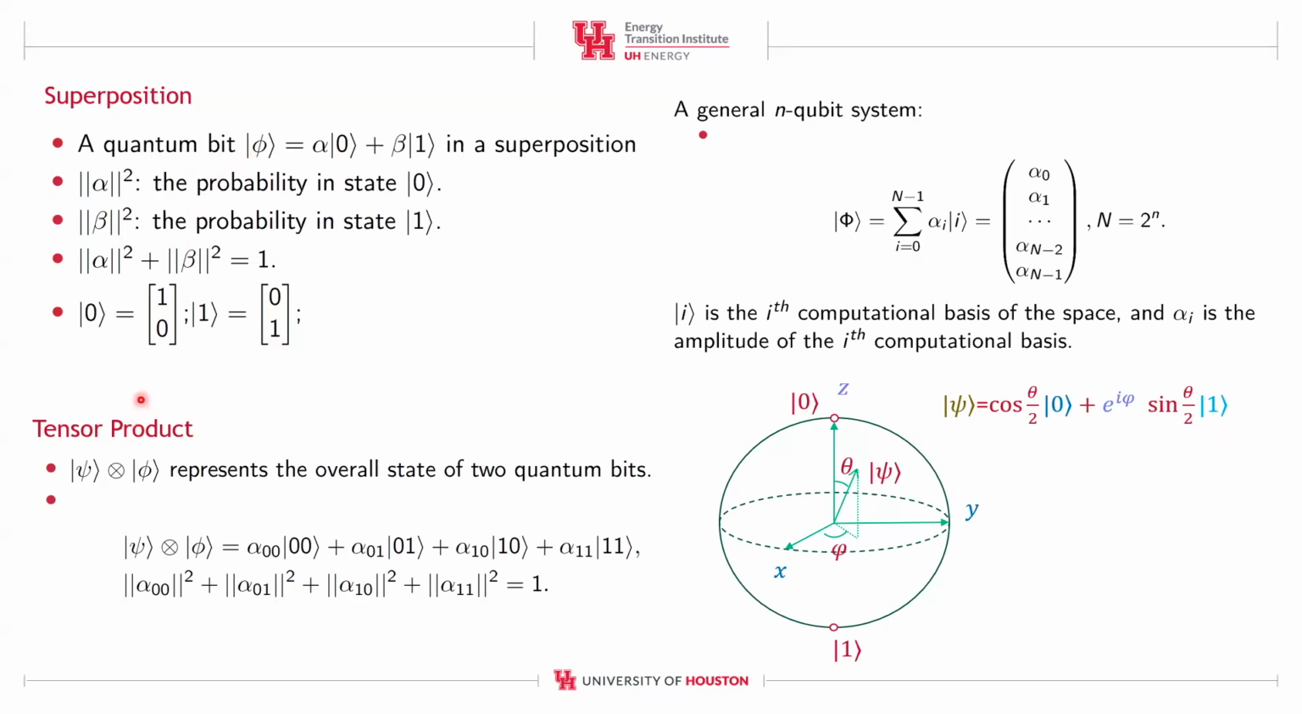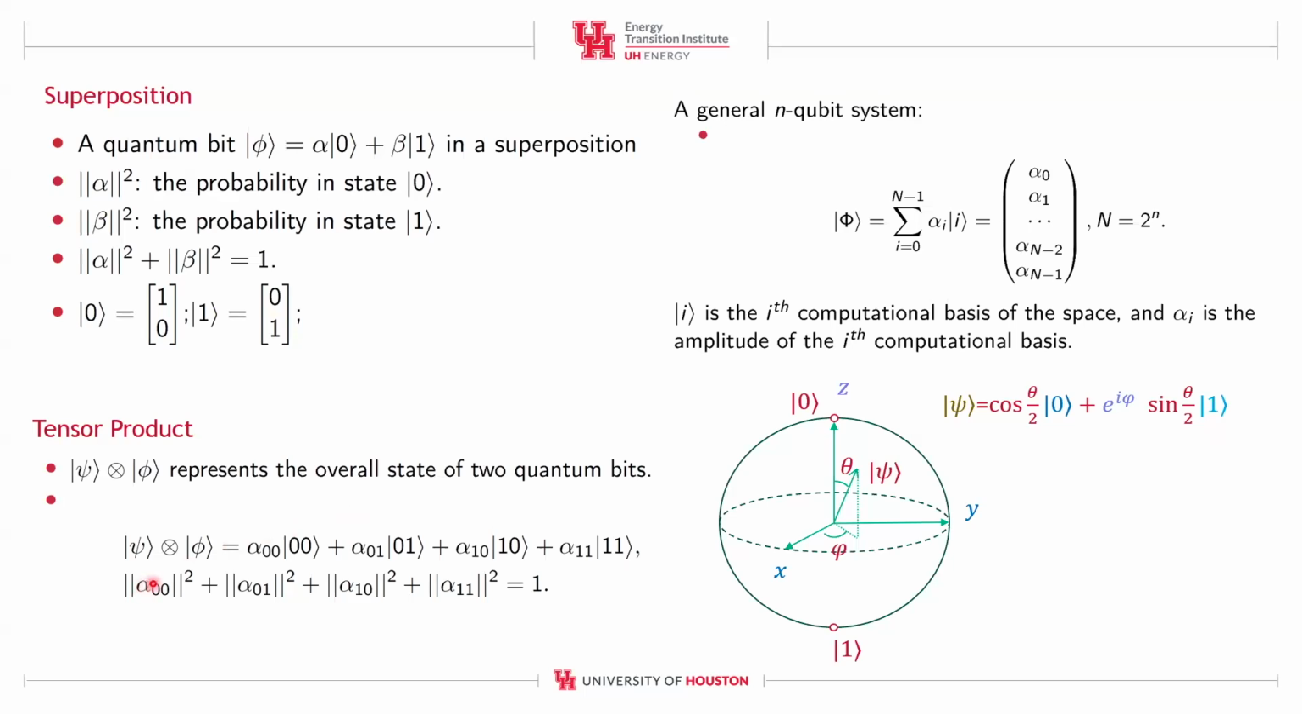Now let's look at two qubits. How do two qubits interact with each other? Here we use the tensor product to represent the two-qubit system. Here we have psi and phi, two qubits. They tensor with each other, and because we have two qubits, we have four combinations. We have four states: 00, 01, 10, and 11. And each state has its own coefficient: alpha 00, alpha 01, alpha 10, and alpha 11.